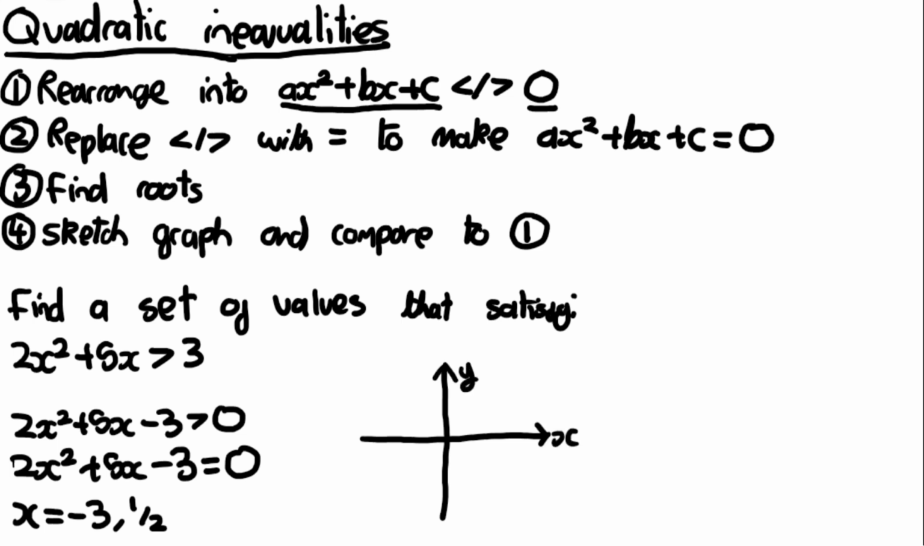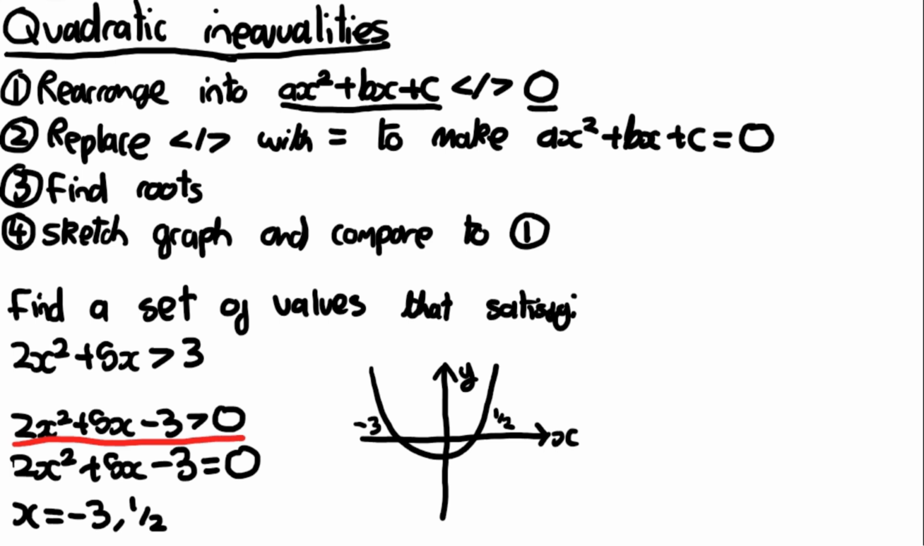It's a positive parabola because we've got a positive coefficient of x squared, and we know the roots are minus 3 and a half, so we're going to draw the quadratic looking like this, where the root here is minus 3 and the root here is a half. Again, it doesn't need to be too accurate, it's not to scale, but that's not that important. And then we need to compare this to the inequality that we made in step 1, which is here.